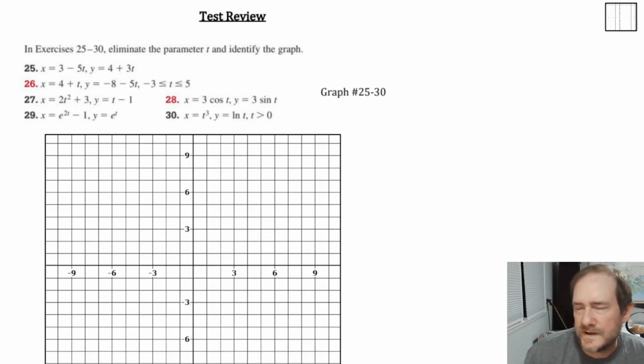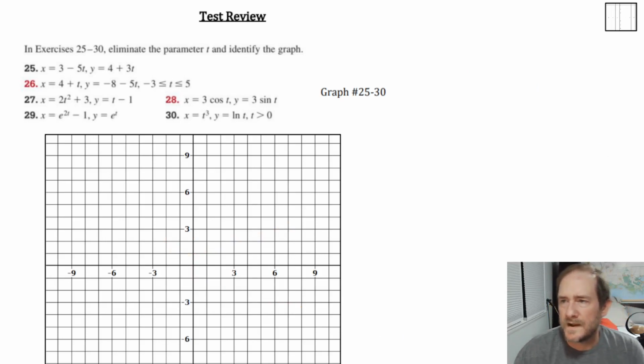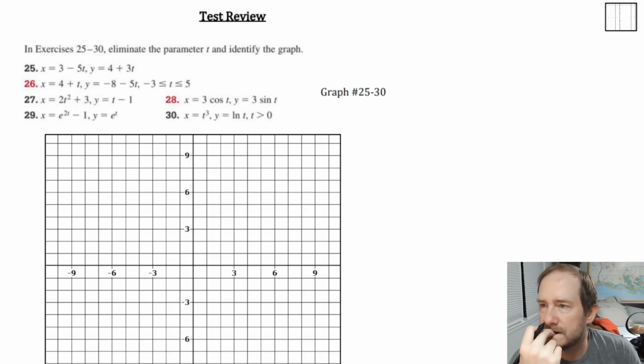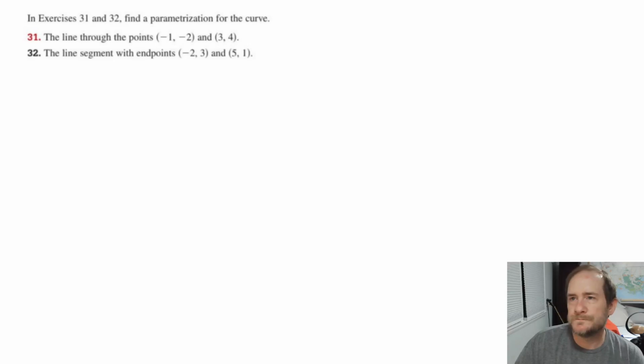And then 30. I could probably safely say that you don't need to do 30. But should we try it anyway? Nah, let's just not try it. Alright, so moving on. Alright, so let's do these.